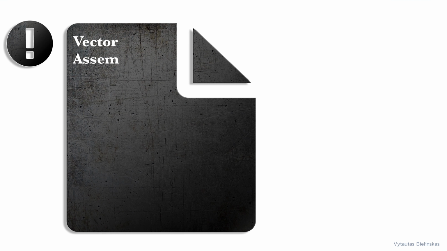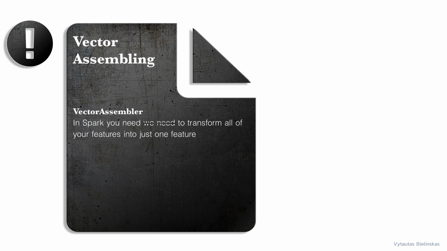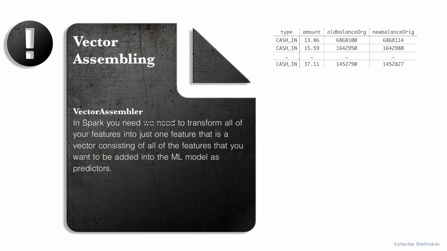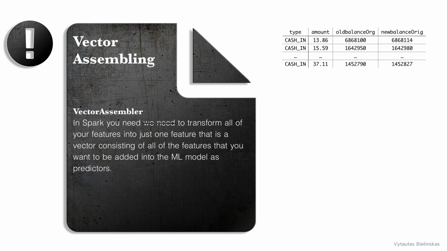Let's get familiar with vector assembling. In Spark, you need to transform all of your features into just one feature that is a vector. And this vector consists of all features that you want to add to your machine learning model as predictors. For example, let's take this data frame from our tutorial. Here we have one categorical feature type and numerical features. And we want to get the data into a column of type double. Let's see how it looks.